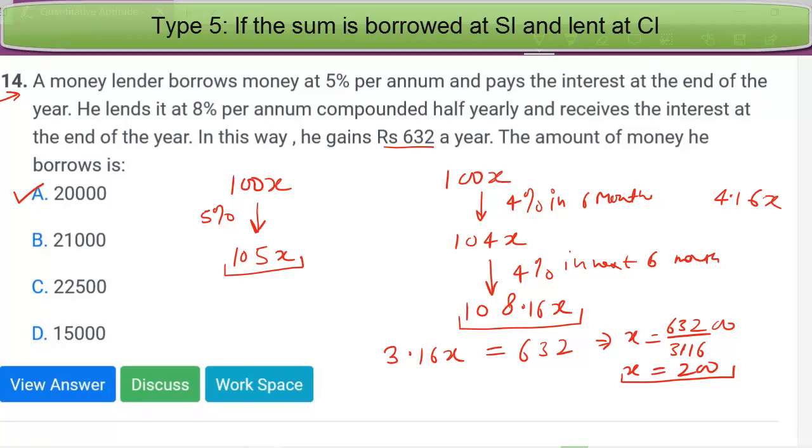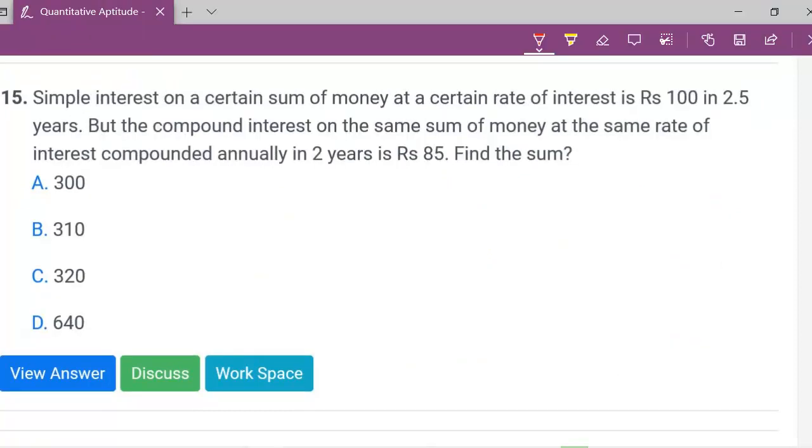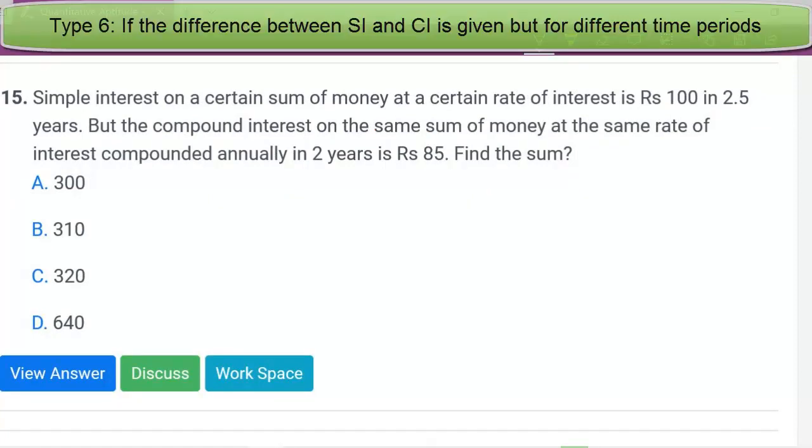So here again we have a different type of question. In this question it is given that simple interest on a certain sum of money at a certain rate of interest is rupees 100 in 2.5 years. But the compound interest on the same sum of money at the same rate of interest compounded annually in 2 years is rupees 85. So find the sum. In this case we will again apply the same concept, that is how the difference between the simple interest and compound interest is calculated.